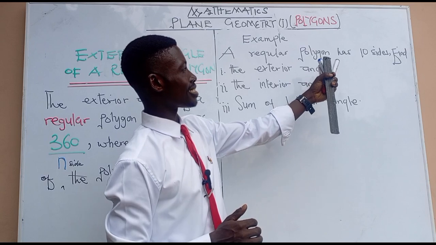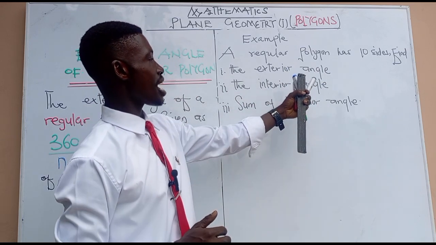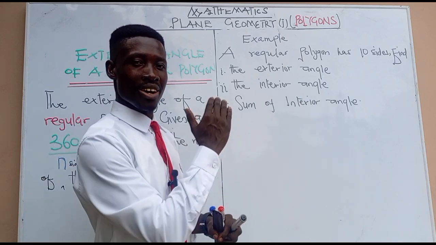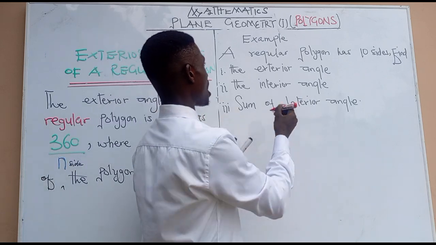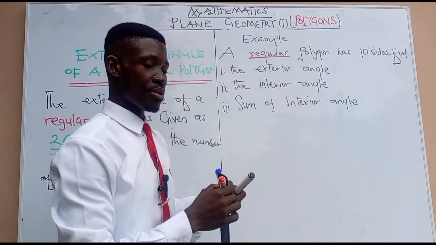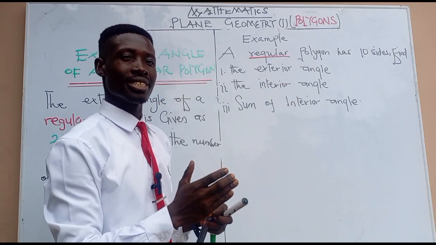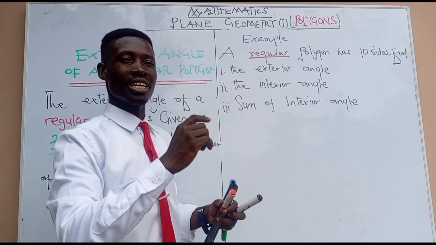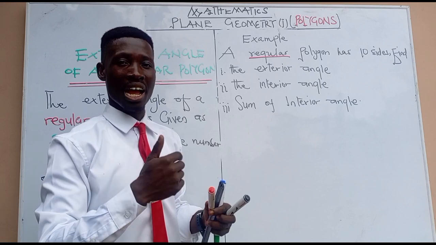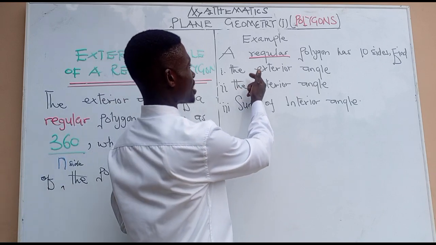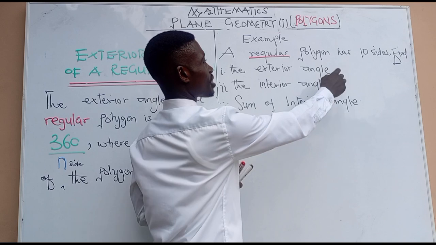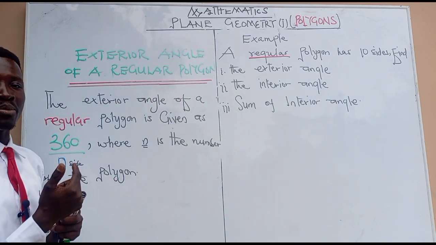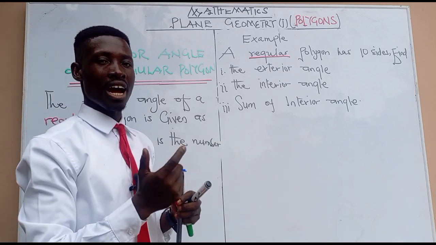A regular polygon has 10 sides. We have to find the exterior angle, the interior angle, and the sum of interior angles. Now the underlying word is what? A regular polygon. And we know that for a regular polygon, all the sides are equal, all the interior angles are equal, and all the exterior angles too are equal. So to find the exterior angle of a regular polygon of 10 sides, we are going to use 360 divided by n, because all the exterior angles are equal.